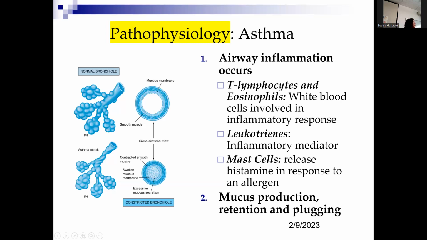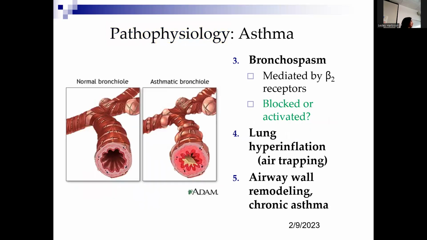Then there's mucus production, retention, and plugging. That just means the airway's already narrowed from inflammation, so you already have a little bit of narrowing. And then on top of that, you start to get mucus production. The plugging just means that the alveoli and so on start to get filled up and plugged up with the mucus. So you're going to lose even more open space for oxygen exchange when you get the narrowing of the lumen, and then you get this gunky mucus buildup as well.